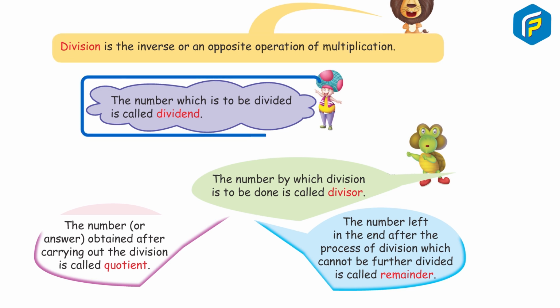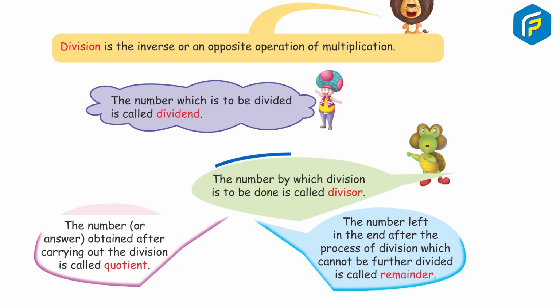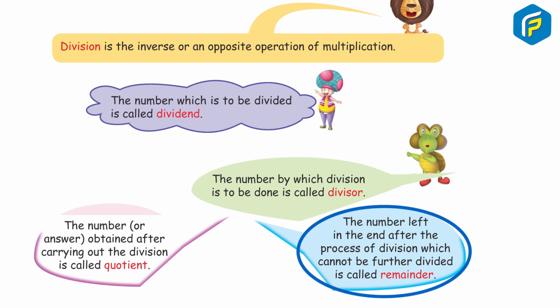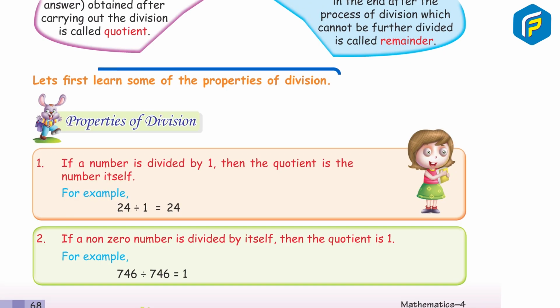The number which is to be divided is called the dividend. The number by which division is to be done is called the divisor. The number or answer obtained after carrying out the division is called the quotient. The number left at the end of the division, which cannot be further divided, is called the remainder. Let's first learn some of the properties of division.